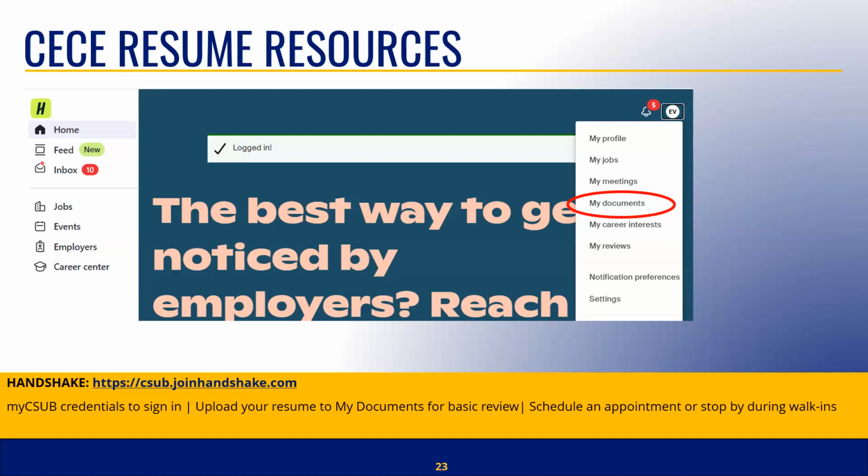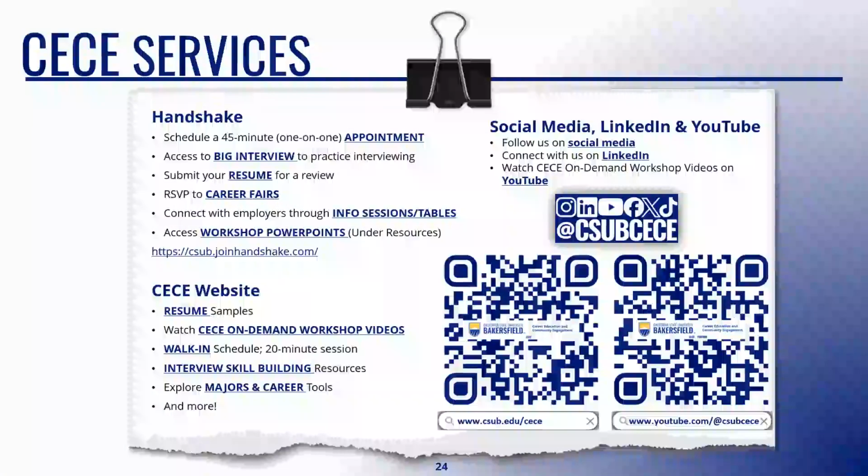Or the other option would be to stop by during our walk-in hours. For walk-in hours, it is a 20-minute session with a career counselor as opposed to the appointment, which is 45 minutes. You don't need an appointment for walk-in hours. You would just come in during our walk-in hours, generally scheduled Tuesday, Wednesday, Thursday during specific timeframes. And then you can get some assistance if you need help with the resume or if you have questions about your resume.